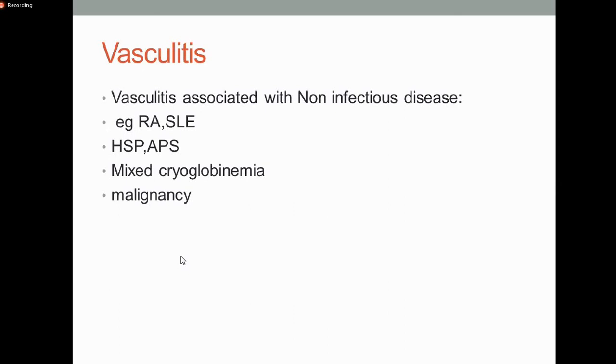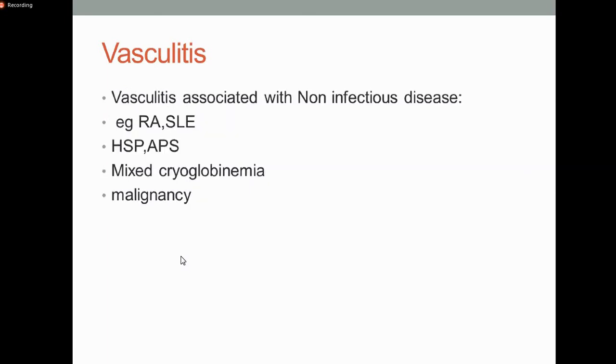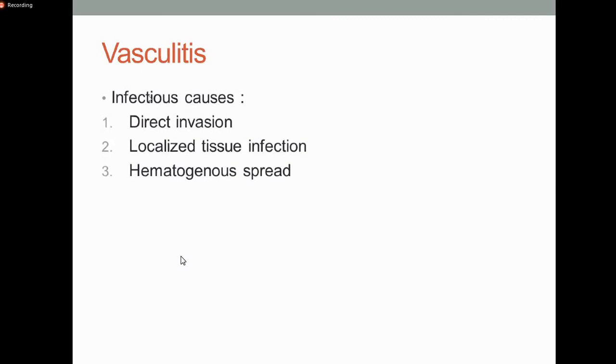So these are some of the main common examples in non-infectious disease. Now, if there's non-infectious, there can be infectious as well. Infections can be any infection group: viral, bacterial, microbial, fungal. So how does infectious vasculitis reach? Either by direct inoculation in the vessel, from a localized tissue infection, for example an abscess in the vicinity in the muscle, with secondary involvement of the vessels, or it can be hematogenous spread.